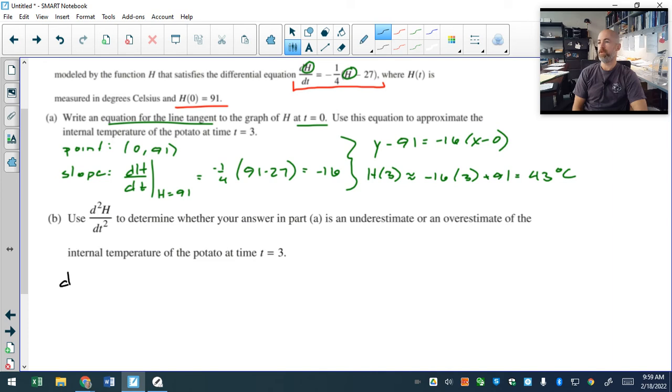You need to be able to do this. So my second derivative, and I can't erase my green circles up there, but my original derivative, my first derivative is negative 1/4 of h minus 27. I'm going to ignore the negative 1/4. Now I need to do the derivative of h minus 27. What is the derivative of h minus 27? Is it 1?